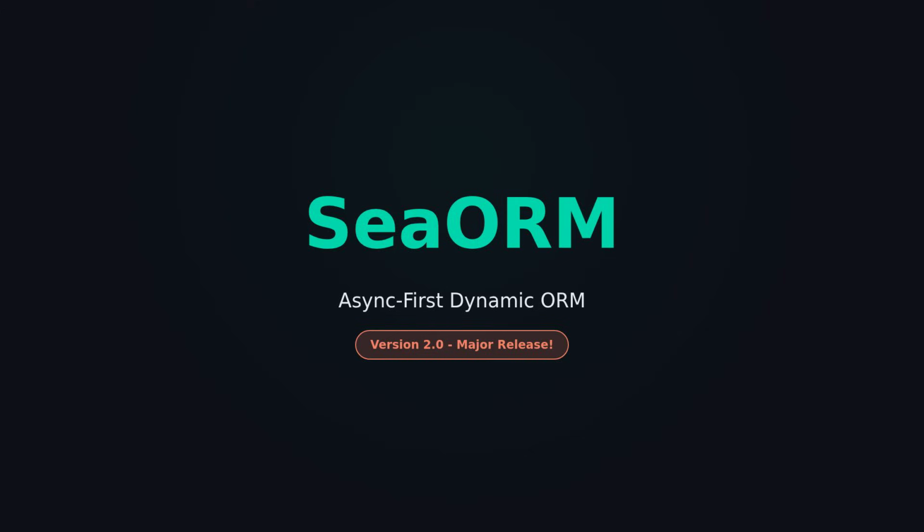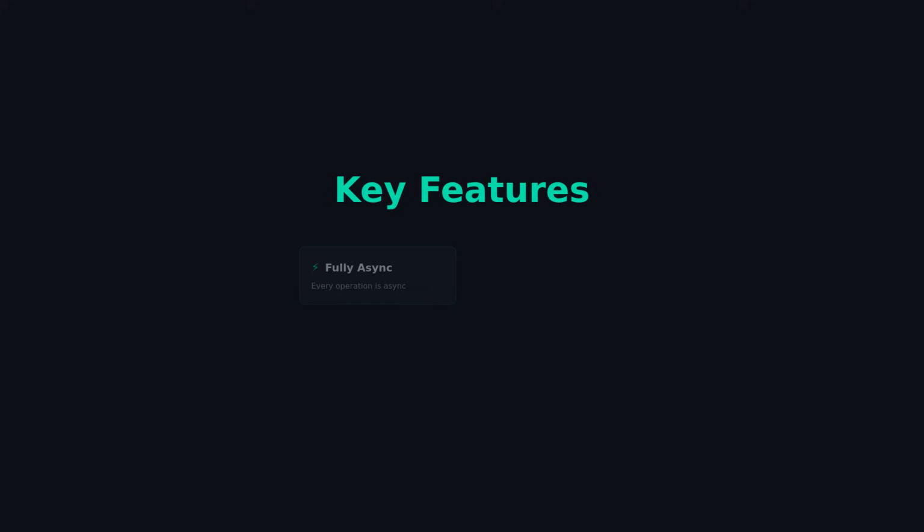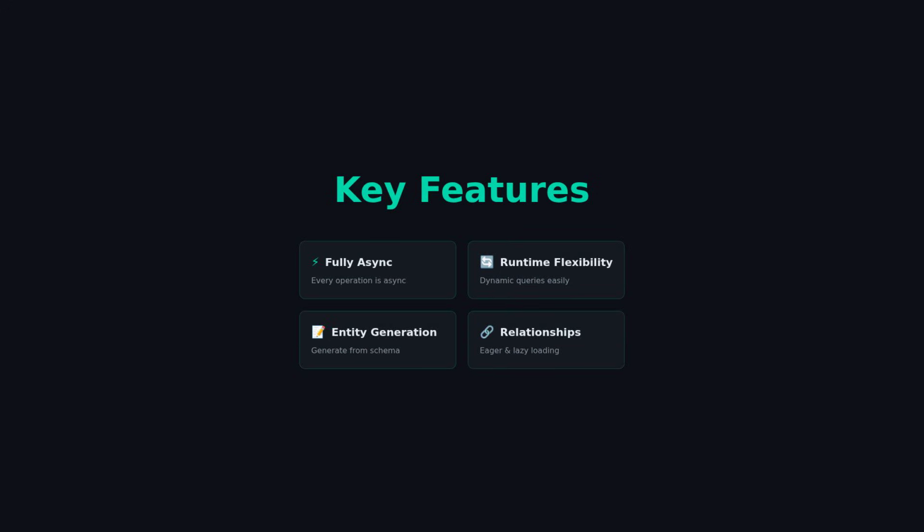It aims to provide the ergonomics of ORMs like Django ORM or Active Record, but for Rust. What makes SeaORM special? First, fully async. Every operation is async, no separate async crate needed. It works seamlessly with Tokio. Second, runtime flexibility. Because SeaORM builds queries at runtime, you can construct dynamic queries easily. Complex search interfaces, optional filters, dynamic sorting, all straightforward in SeaORM.